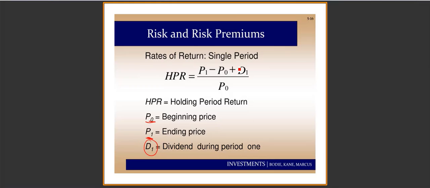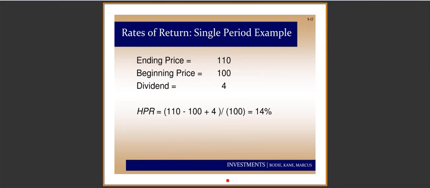All right, so we've got an example on the next slide here. The ending price was 110, the beginning price was 100, the dividend was 4, and so if we plug it into our formula, we'd have 110 minus 100, so we had a $10 capital appreciation, we had $4 in income, and it started at 100, right? So that's 14 divided by 100, which gives us our 14% holding period return.